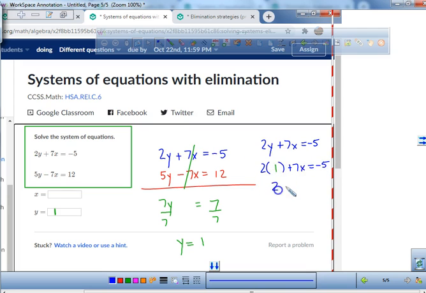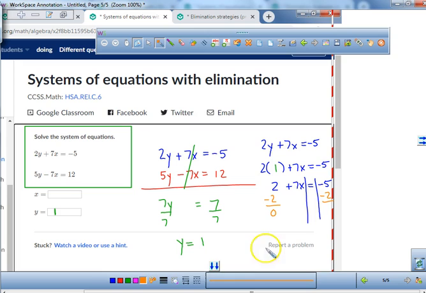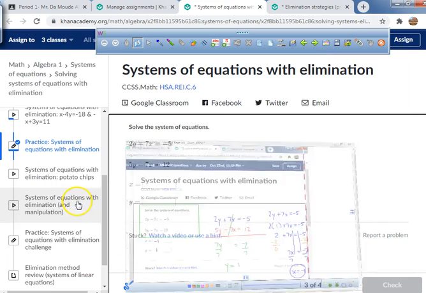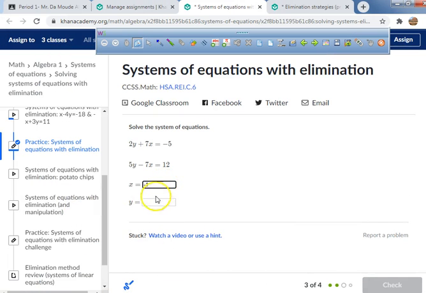Two times 1 is 2. What am I going to do to solve for x? What do I got to take away from both sides? Take away a 2. So what happens? That big old fat 0, right? What do I have left? How many x's? 7. What's that equal to? Negative 7. Divide both sides by 7. What's x equal to? Negative 1. So I'm going to put a negative 1. All right? So negative 1 and, what are we going to put? Negative 1 and positive 1.